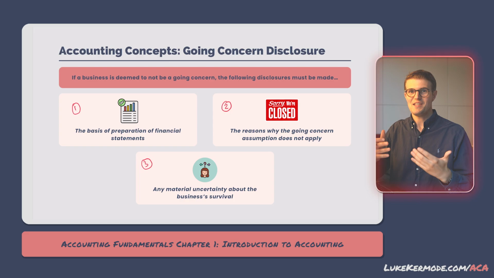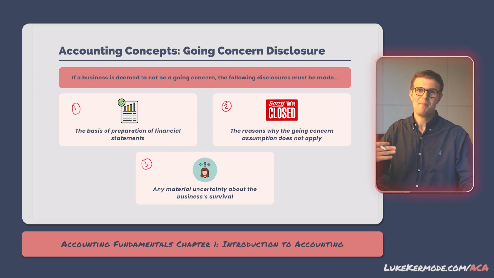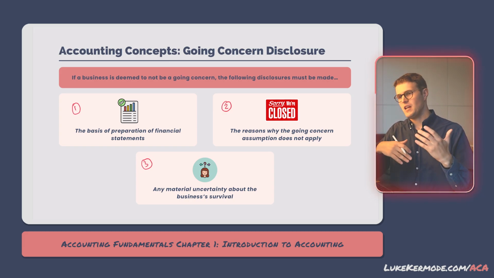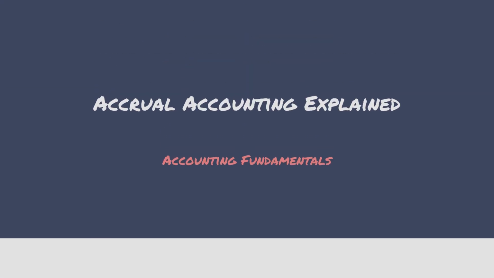closure fails to disclose this fact to the users of the financial statements, it could lead to poor decisions being made, financial losses, or even legal consequences. That's why full and honest disclosure is essential whenever the going concern assumption doesn't apply, or when there's significant uncertainty regarding whether it applies or not.